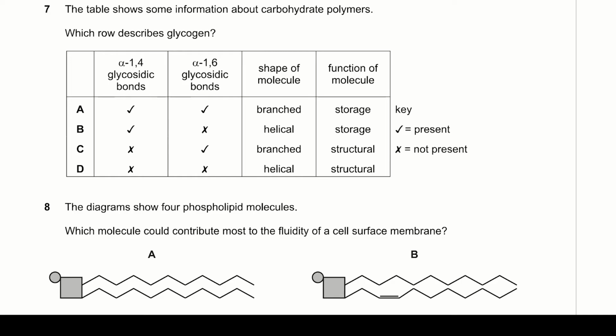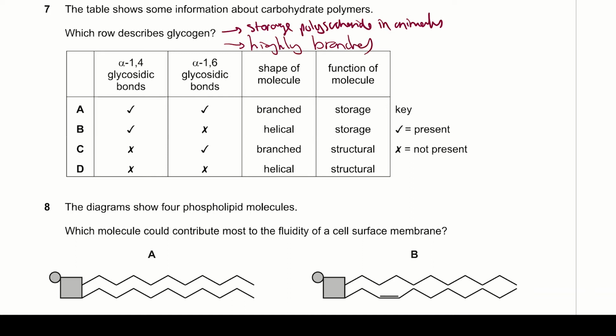7. The table shows some information about carbohydrate polymers. Which row describes glycogen? As we all know, glycogen is the storage polysaccharide in animals, and it's a highly branched molecule. So let's see the suggestions.